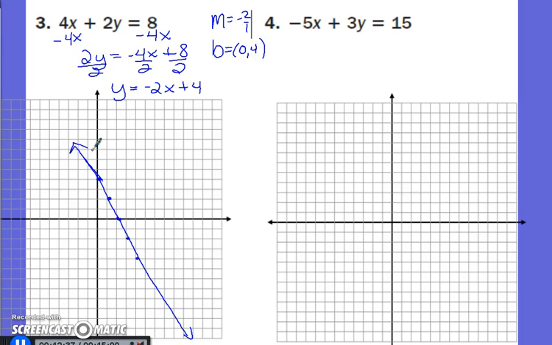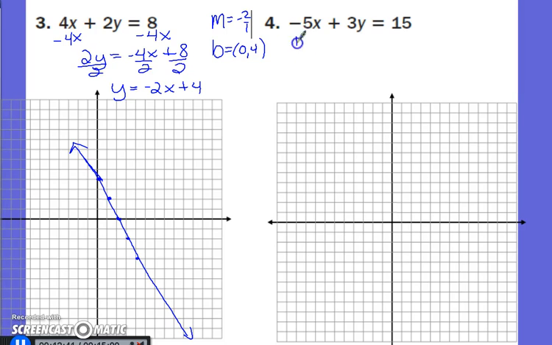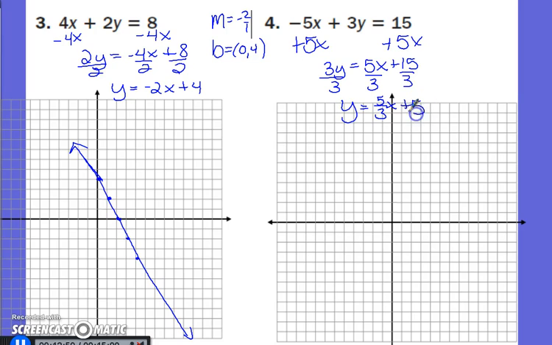Now here you're going to add 5x to each side. So plus 5x, plus 5x. So we get 3y equals 5x. That's a positive 15, so plus 15. Divide by 3 everywhere. And you're going to get y equals 5/3 x plus 5. So there we are. Your m is a positive 5/3. Your b is a 0, 5.